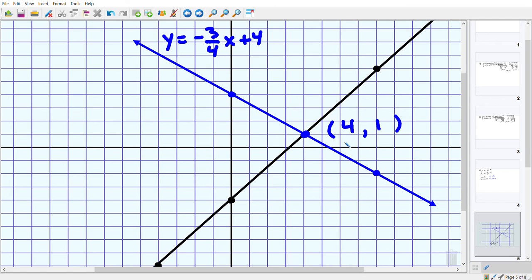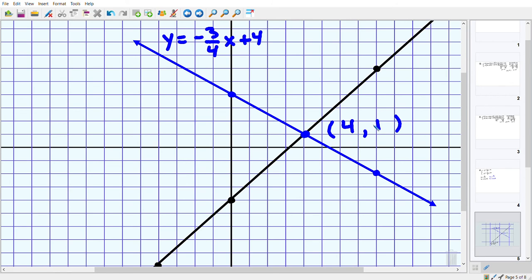The 4, 1 stands for the actual location of the point of intersection. So that means if I start at my origin, and I remember my directional counting that I taught you in chapter 2, it's going to go to the right 1, 2, 3, 4 boxes, which is why it's a positive 4. And then I go up 1 box, which is the positive 1.